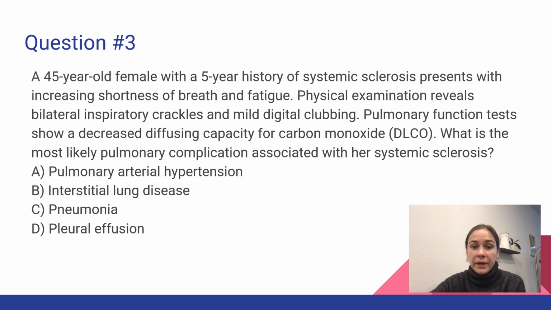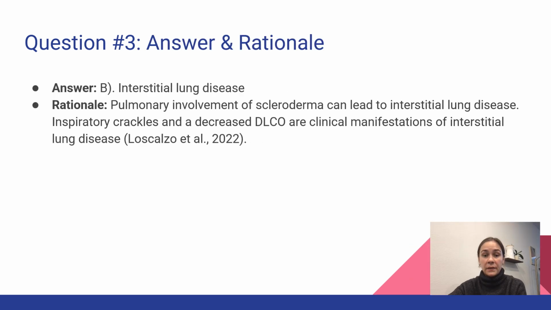For question number 3, a 45-year-old female with a 5-year history of systemic sclerosis presents with increasing shortness of breath and fatigue. Physical examination reveals bilateral inspiratory crackles and mild digital clubbing. Pulmonary function tests show a decreased diffusing capacity for carbon monoxide, or a DLCO. What is the most likely pulmonary complication associated with her systemic sclerosis? A. Pulmonary arterial hypertension, B. Interstitial lung disease, C. Pneumonia, or D. Pleural effusion. The answer is B.